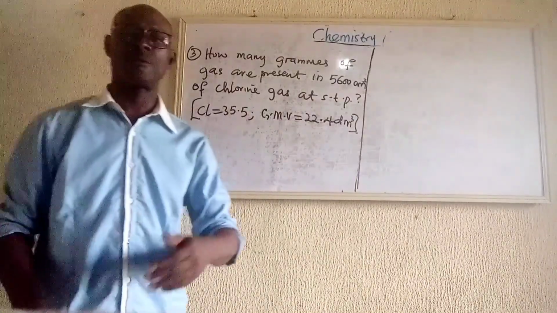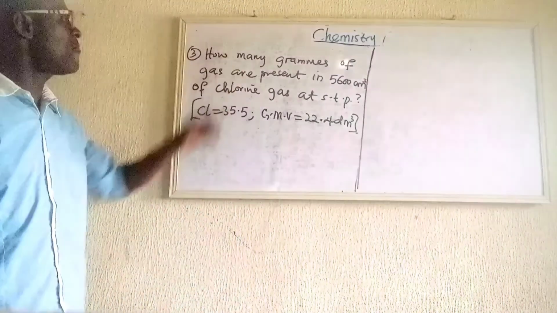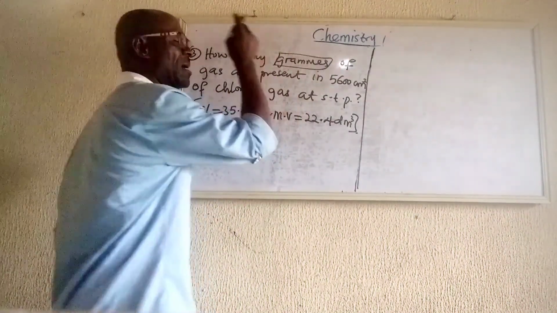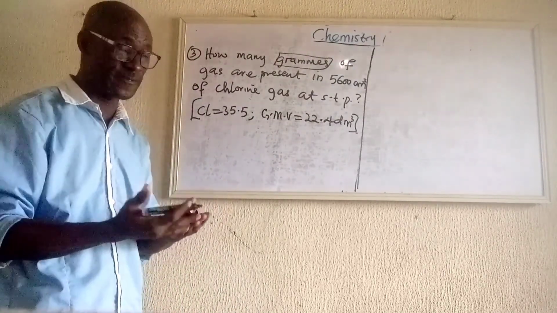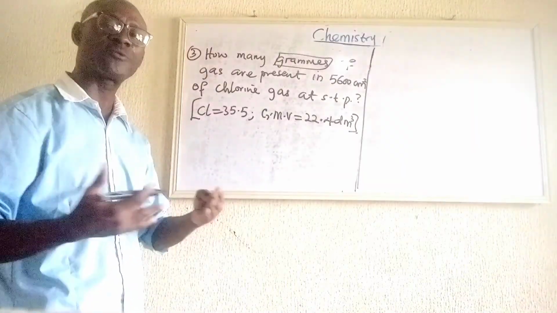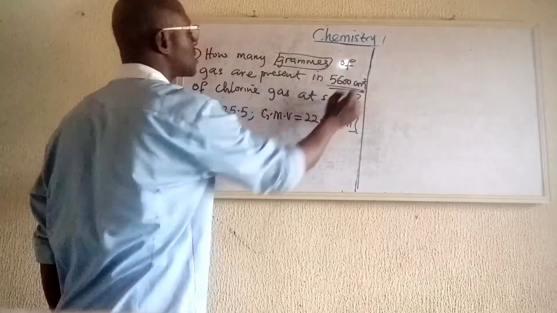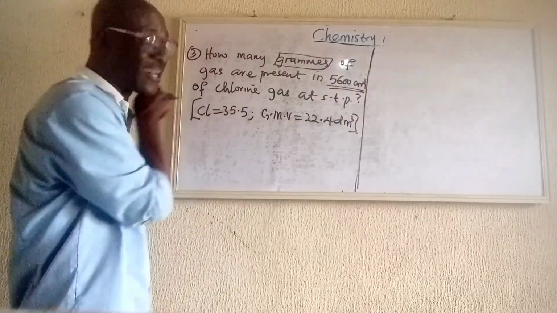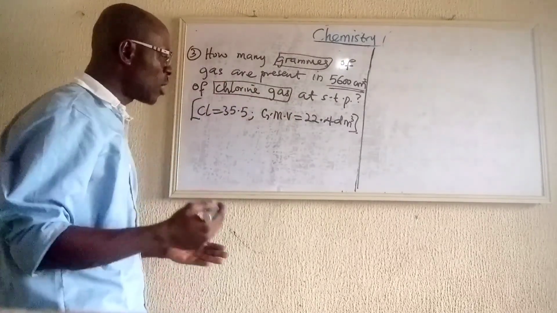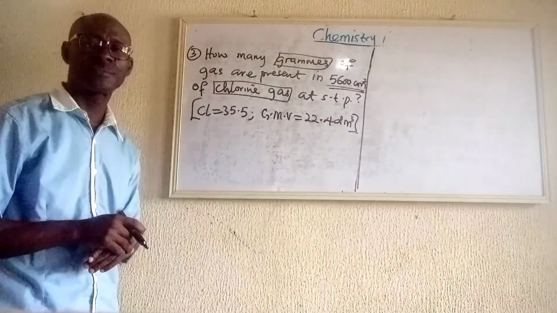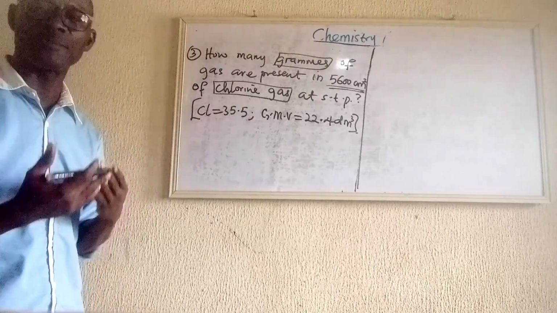Now let's move on to the last example question. How many grams? Take note, the question is asking us to find grams. And of course, we know that grams has to be for mass. Of gas are present in 5,600 cm cube of chlorine gas. So we are particular about the gas now, which is chlorine. So what do we do? Like I told you, 1 mole is equivalent to 22.4 dm cube at STP.